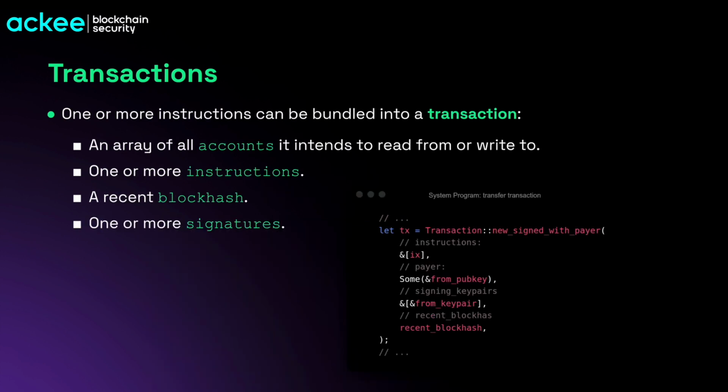So just like in any form of SQL database, we can bundle multiple instructions into something that we call a transaction. When forming a transaction, we're essentially supplying an array of all accounts we intend to read or write to, one or more instructions, a recent block hash, this is really important, and one or more signatures for that particular transaction. We are also specifying a writable signer, which is the account that is serialized first and will be the fee payer for the whole transaction.